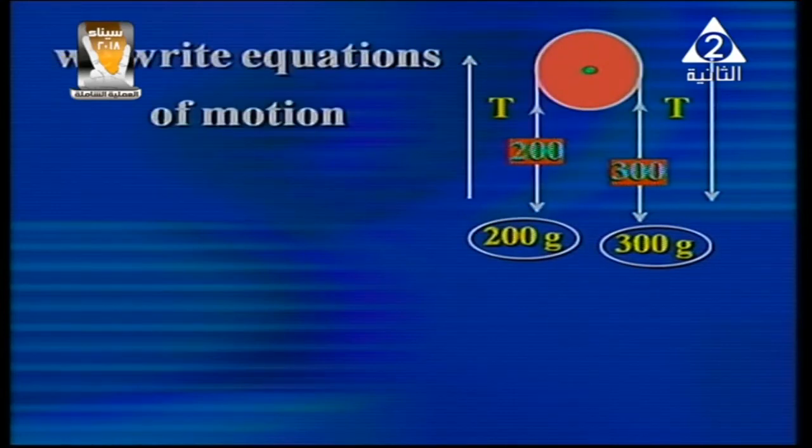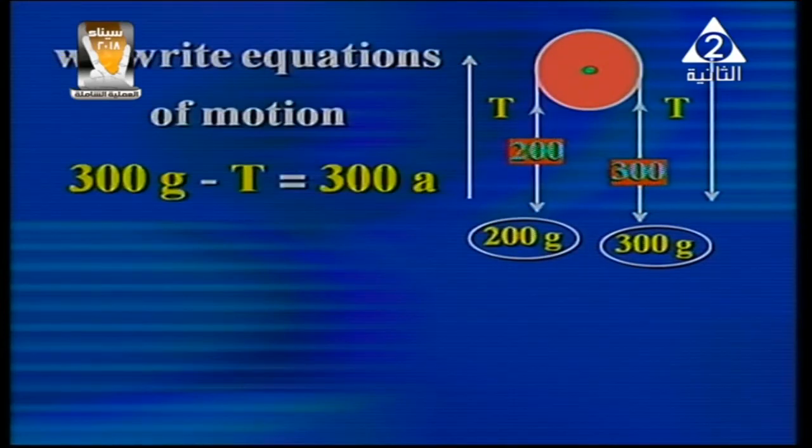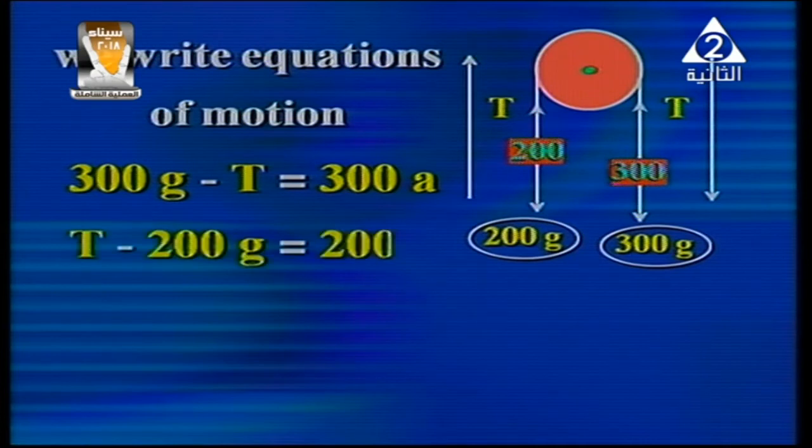Solution. Look at how we write the equations of motion. We have two bodies. The first body has mass 300, the second body has mass 200. The equation of motion of the first is 300g minus T equals 300a. Then T minus 200g equals 200a, the equation of the second body.